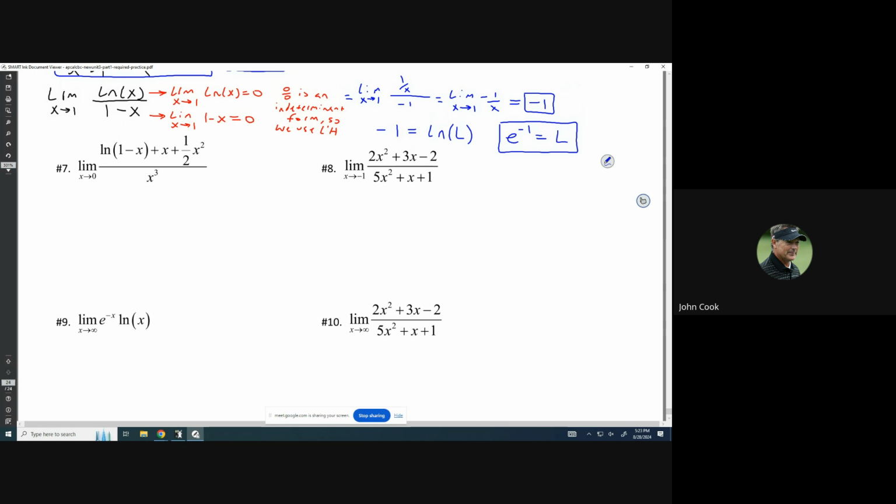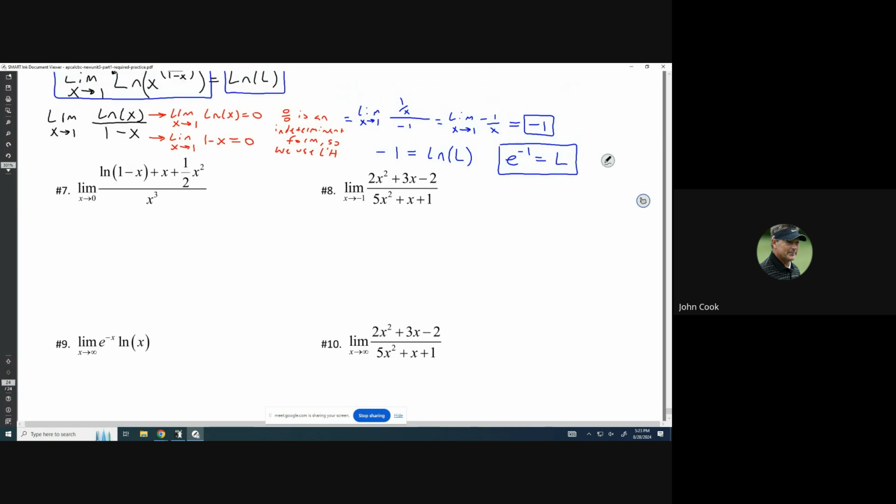So with number 7, again, you just try to plug the numbers in and see what happens. So if I plugged in 0, I get natural log of 1 minus 0, which is natural log of 1, which is 0, plus x is 0, and then plus 1/2 of 0 squared is 0, all over 0 to the third, which is 0. So I get 0 over 0. So it looks like this is going to be one of those L'Hopital kind of situations. Right off the bat, I know it's going to be an indeterminate form. So, I just do what I need to do.